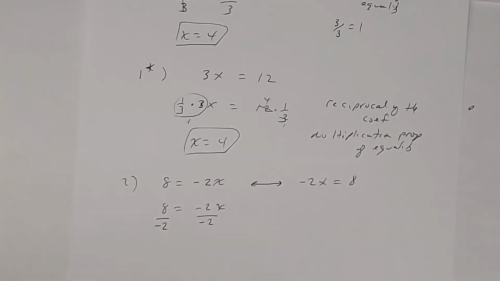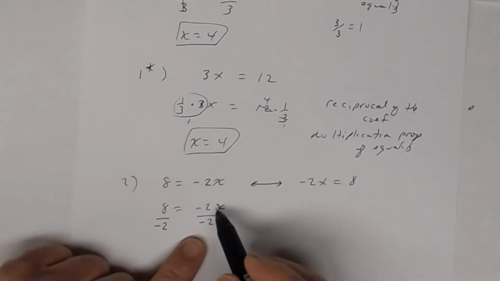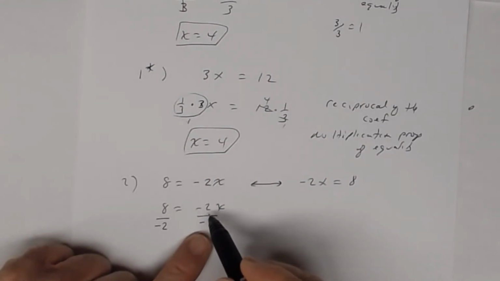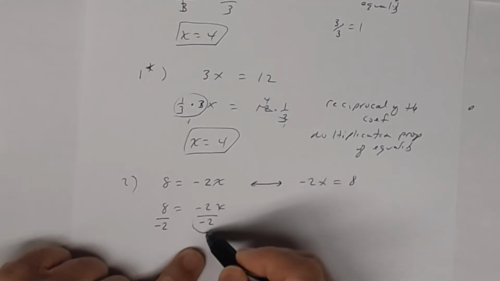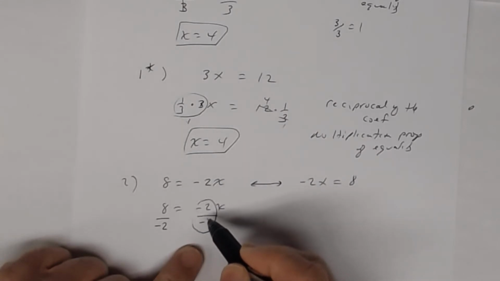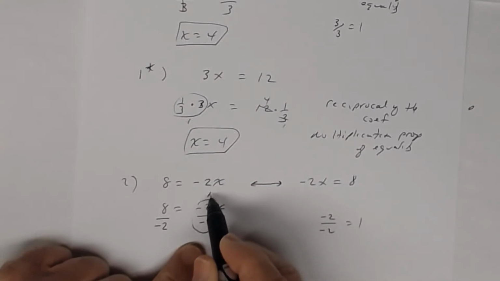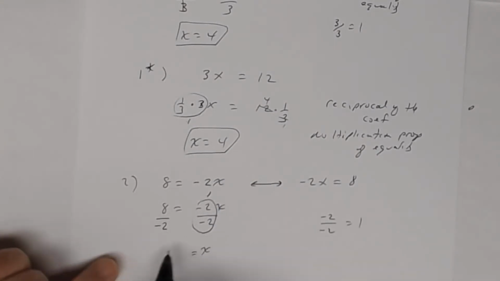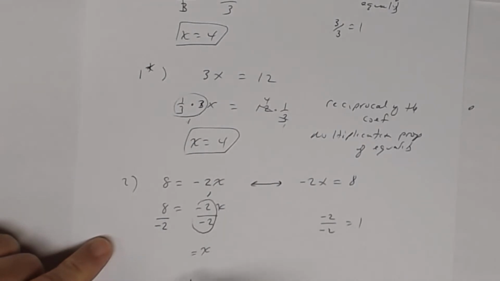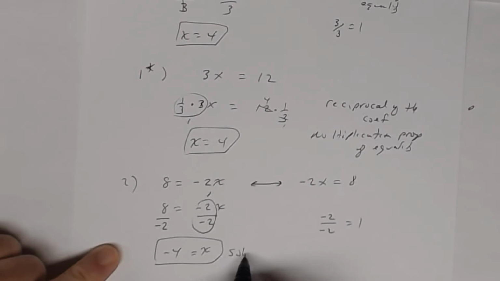If you're doing this correctly, if you go back to the term that has a variable, this right here, when you reduce, it better be 1. Negative 2 divided by negative 2 is 1. So that's 1. And 1 times x is x, equal, and then 8 divided by negative 2 is a negative 4. And so there's your solution.